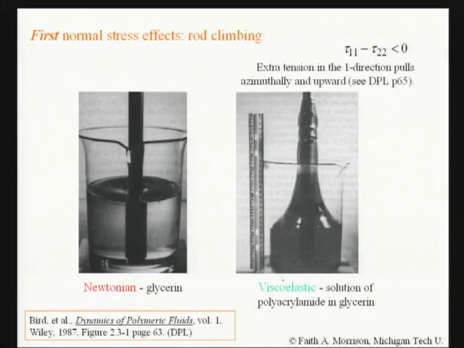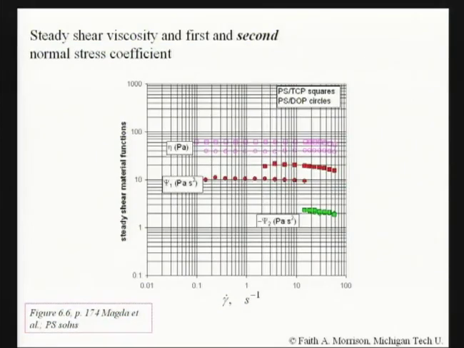We talked about this in the last chapter, that normal stress differences cause the rod climbing effect. We did a little example of that. Here's another material. This is a polystyrene solution, also a Boger fluid. It has a constant viscosity with shear rate, but it has a non-zero normal stress coefficient. And this one is the first time I'm showing you second normal stress coefficient. The second normal stress coefficient is opposite in sign to the first normal stress coefficient.